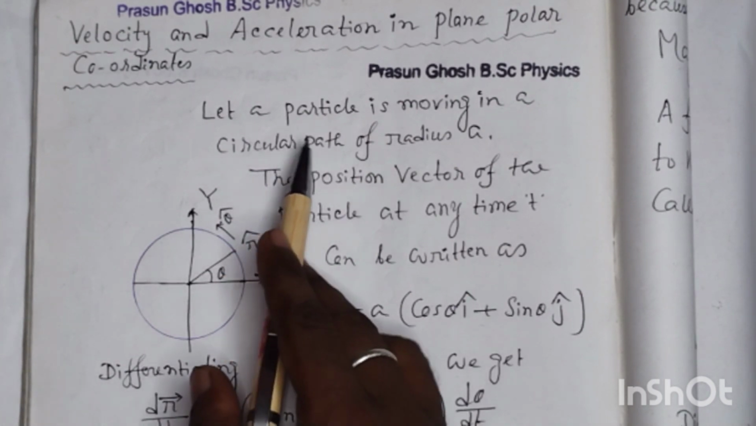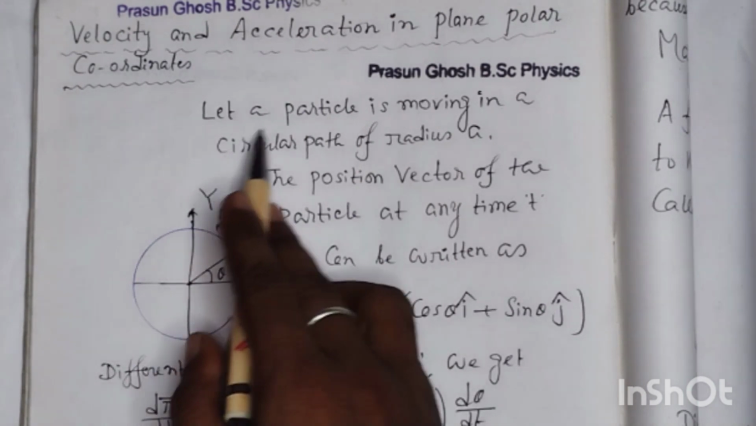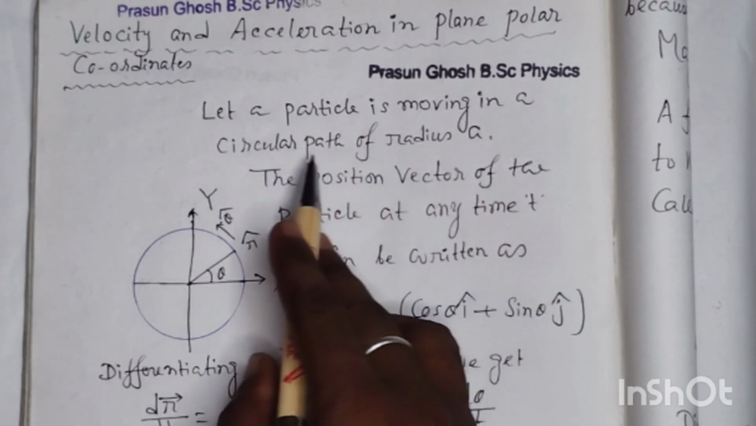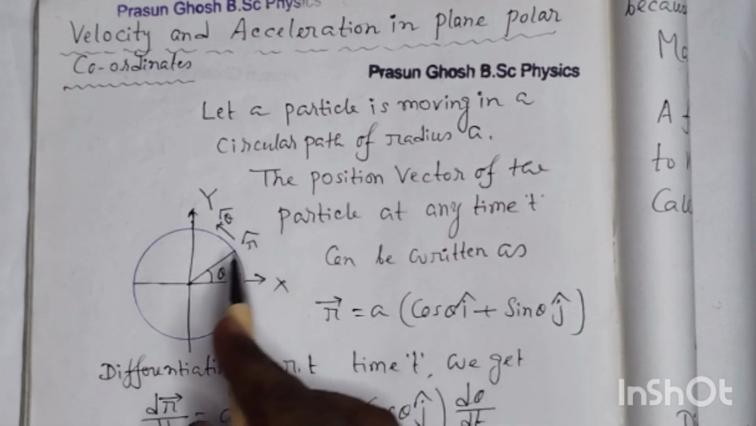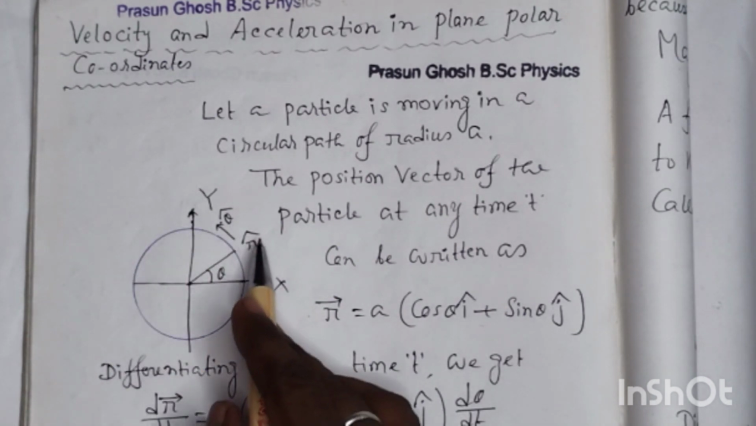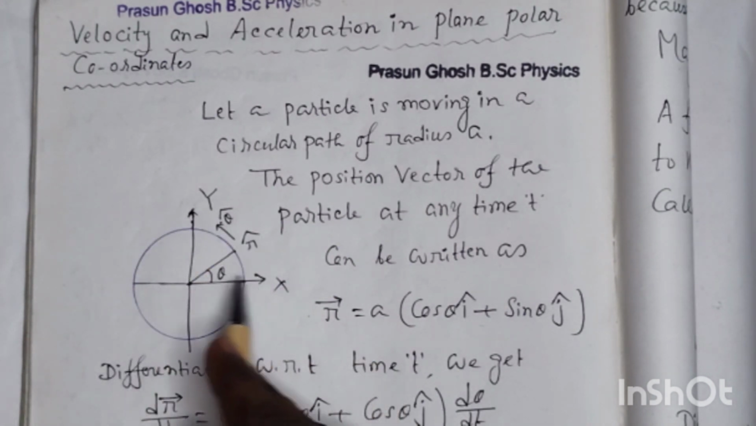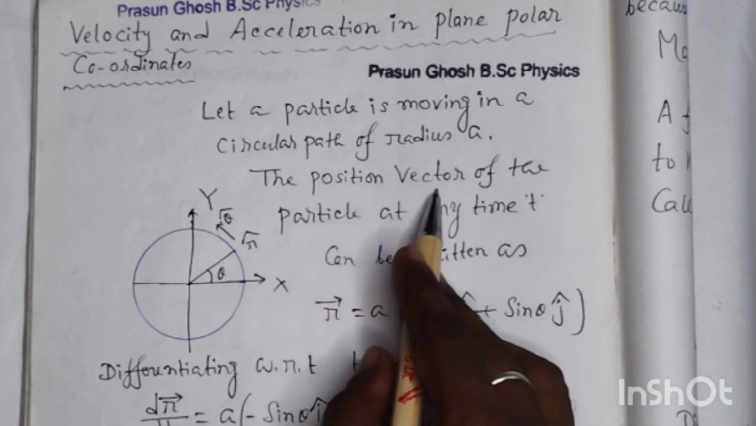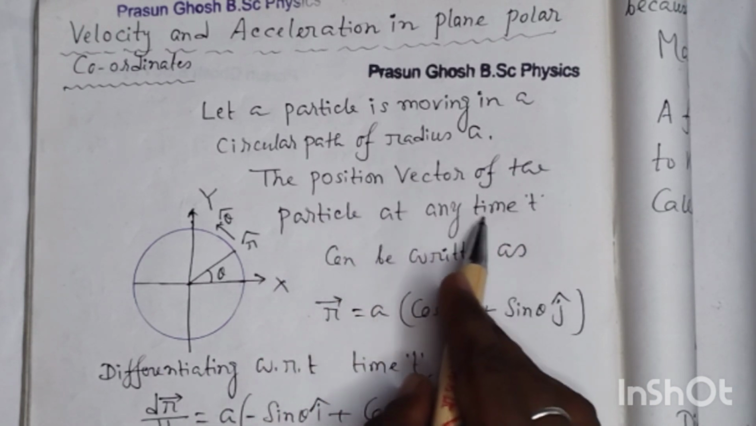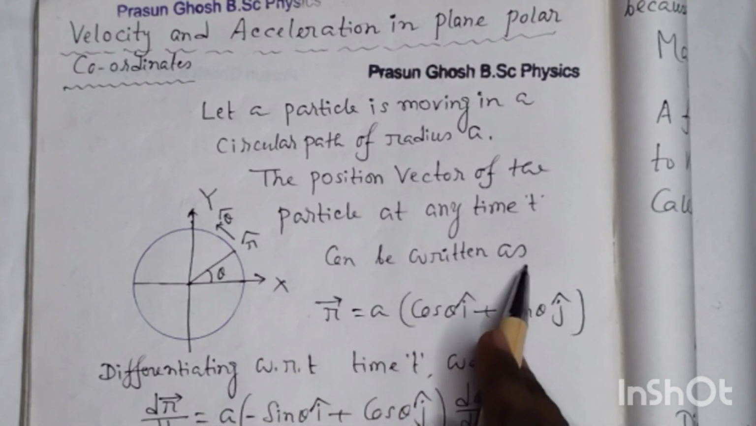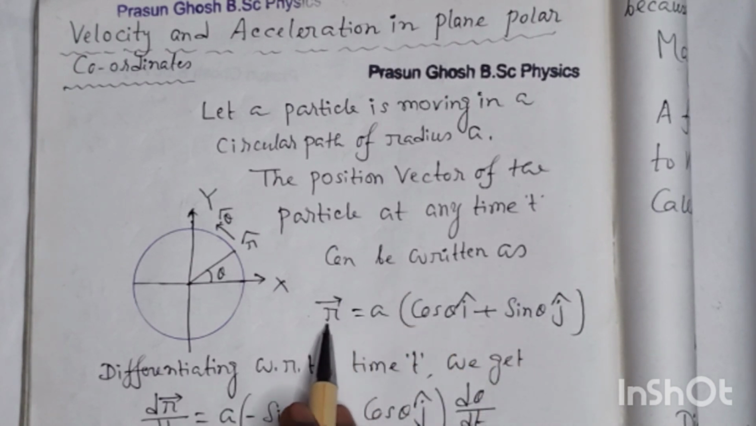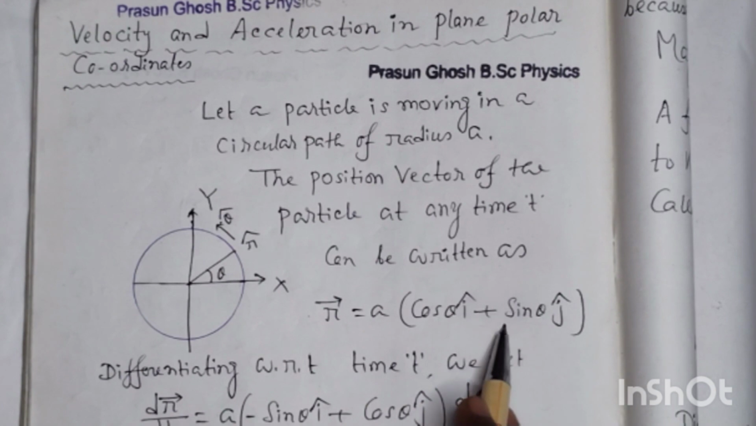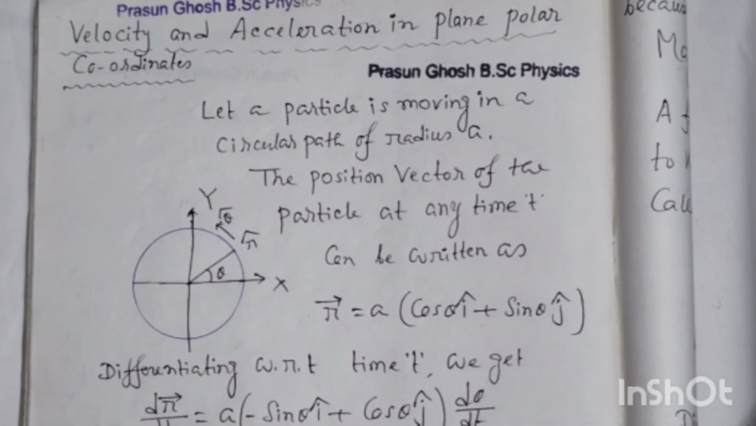Let a particle be moving in a circular path of radius A. The position vector of the particle at any time t can be written as r equal to a cos theta i cap plus a sin theta j cap. This is the position vector.